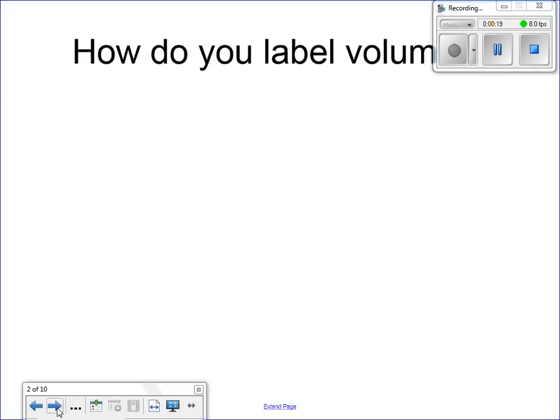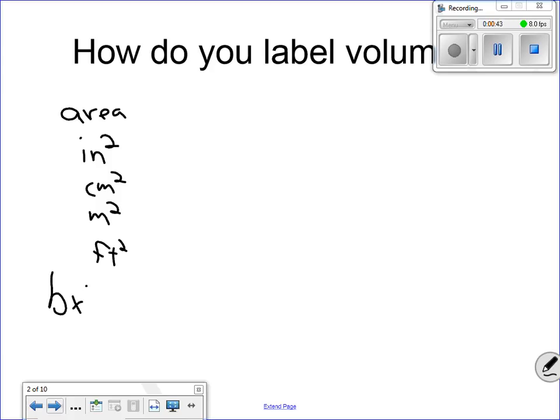How do you label volume? This is really important. Well, let's just go over how we label area. If we're labeling area, it'd be inches squared, centimeters squared, meters squared, feet squared. That's area. Remember, to find the area, it's base times the height. We've been doing the practice for that.